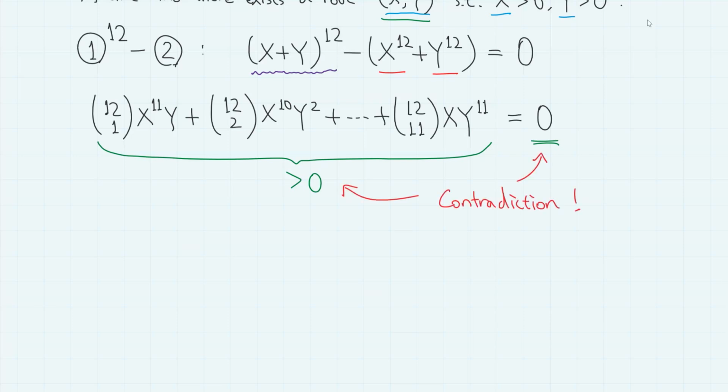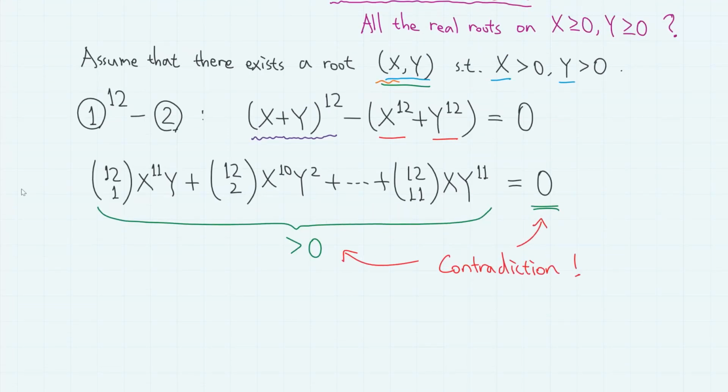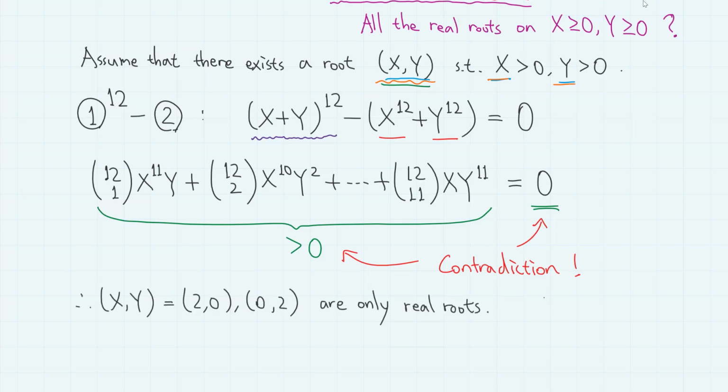Hence, contradiction. This means that this hypothetical root where capital X and capital Y are positive cannot exist, meaning that 2, 0 and 0, 2 as capital X, capital Y are the only real roots. And this concludes the proof.